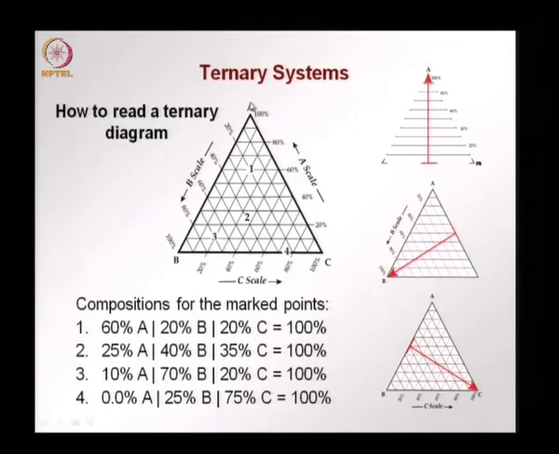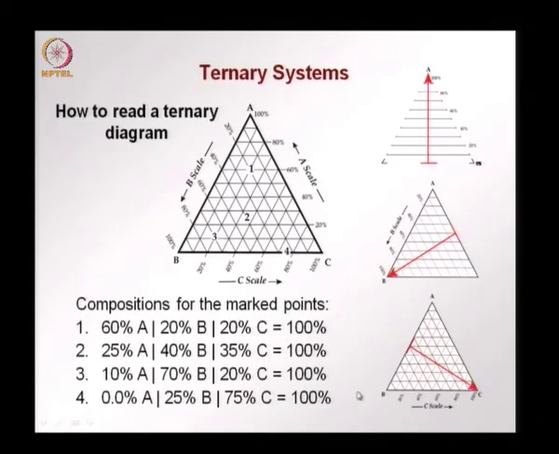Suppose we have to mark a point with a certain percentage of A in the composition, we look at the scale going from 0 to 100 along a line perpendicular to the base opposite this point A, which corresponds to 100% A. Similarly, for B, if we want to know what is the percentage of B in the material, we look at this line perpendicular to the base opposite to the apex corresponding to 100% B, and so on with C.